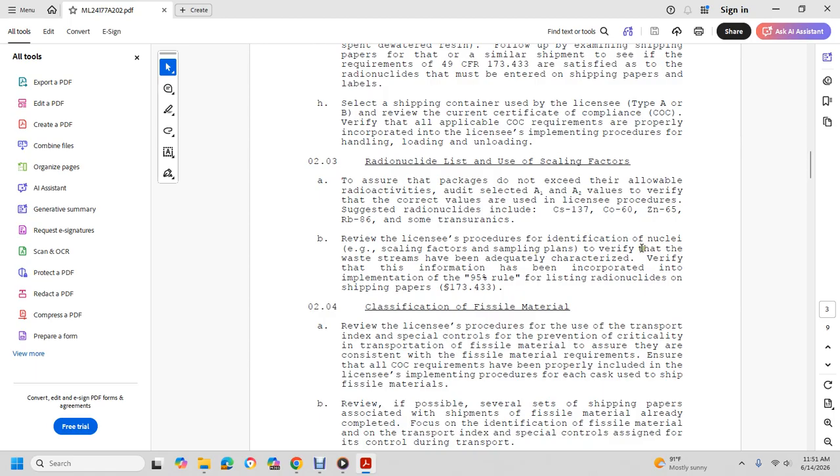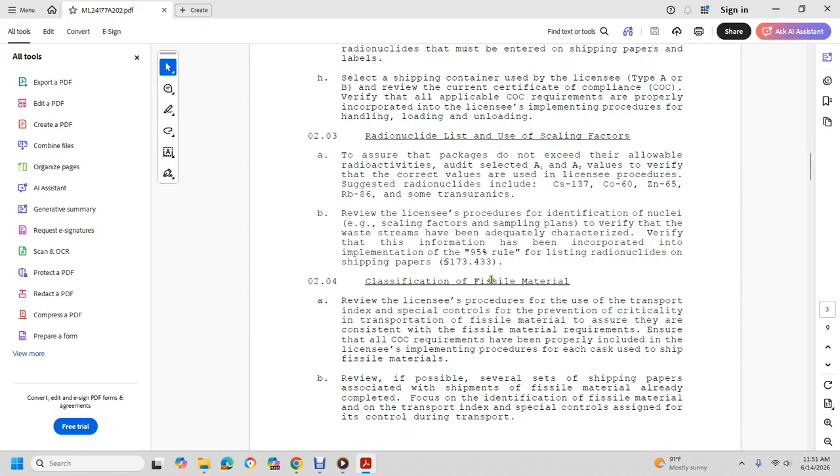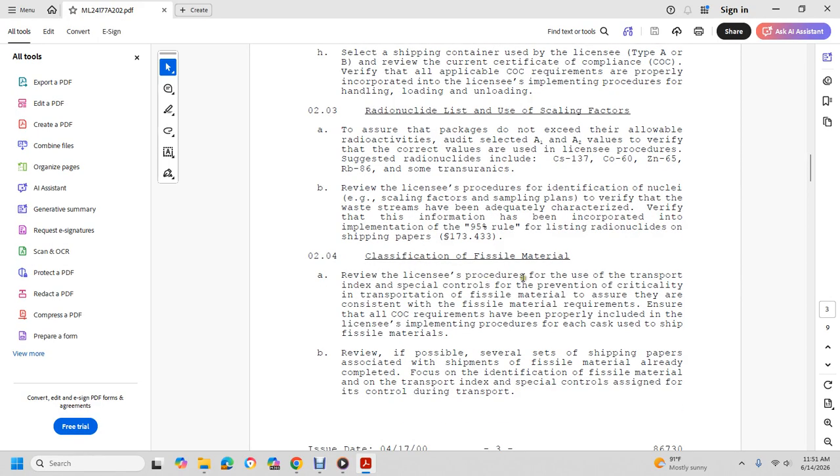waste stream type adequately characterized, verified with the information incorporated into the implementation, 95% on the list. 95% rule of listing radionuclide, shipping papers 173-433, classification of fissile material. Review license procedure for the transport index, control of the prevention of criticality in transportation, physical material, ensure that they are consistent with the visual material requirements. Ensure that all of the certificate and compliance requirements have been properly included.